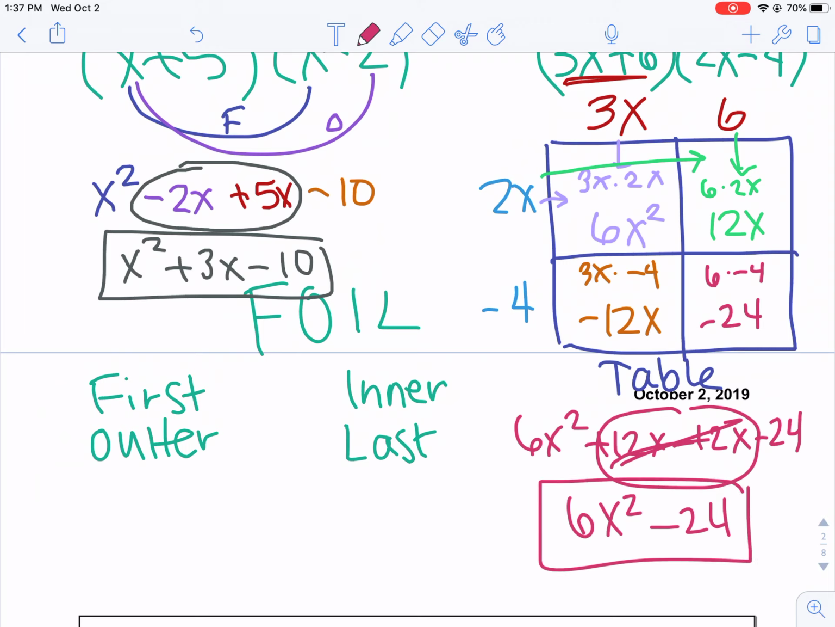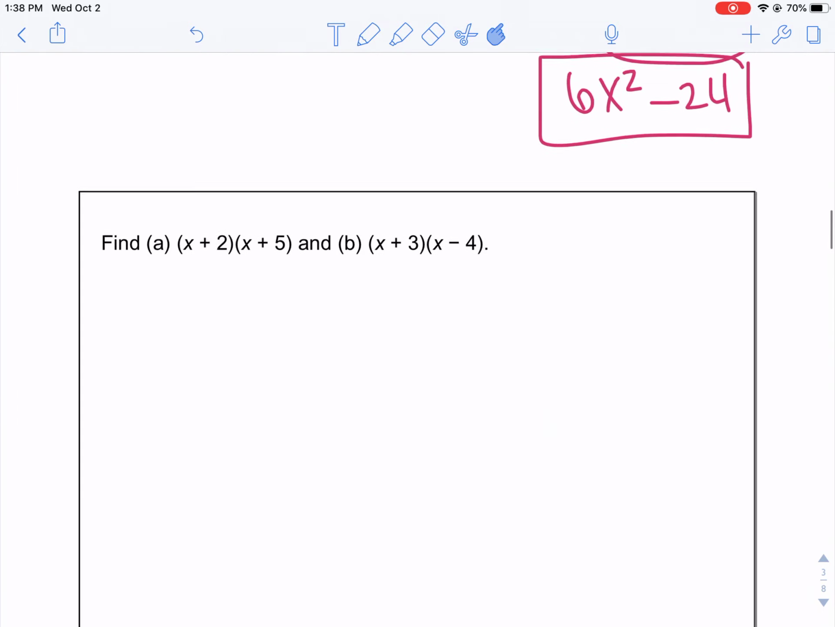So it's possible you might not have a middle term. That's okay. Don't worry, okay? So that's the table method. So as we're going through this, I'm going to alternate between doing foiling and table method. You are welcome to use whichever method you feel more comfortable using, okay?